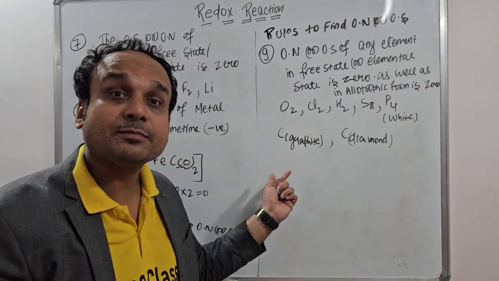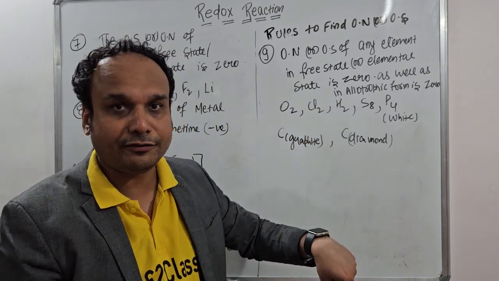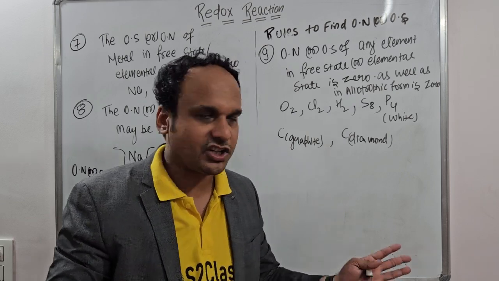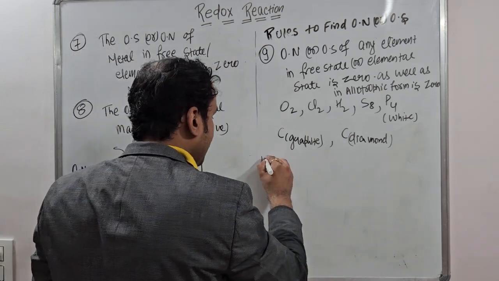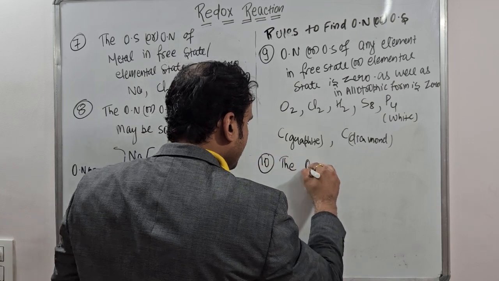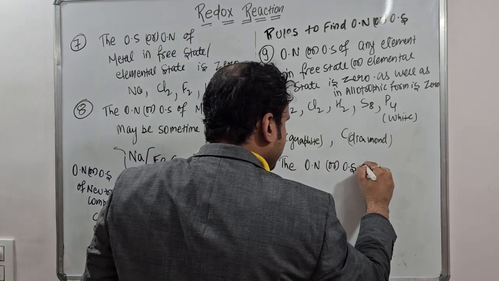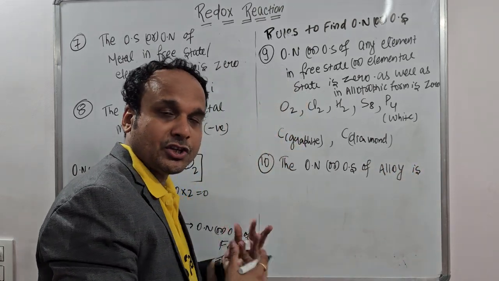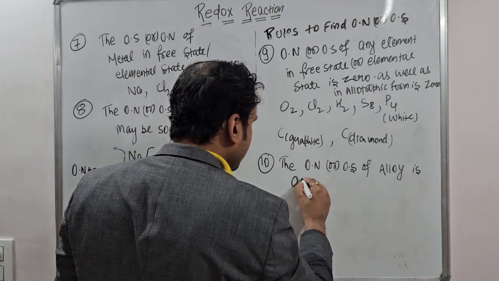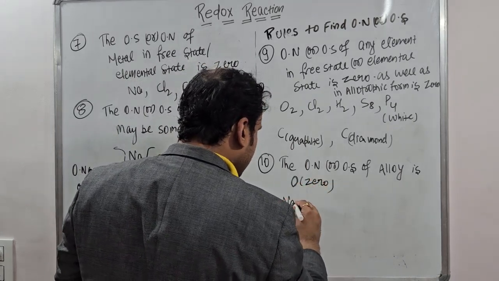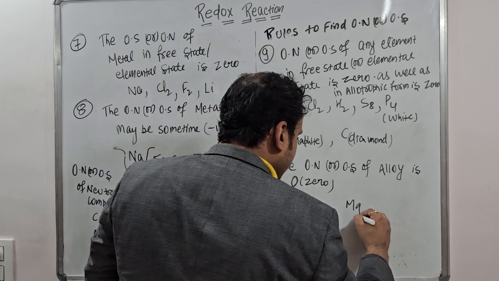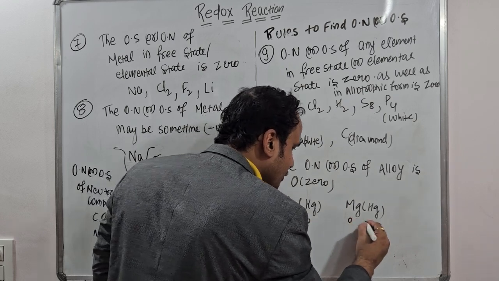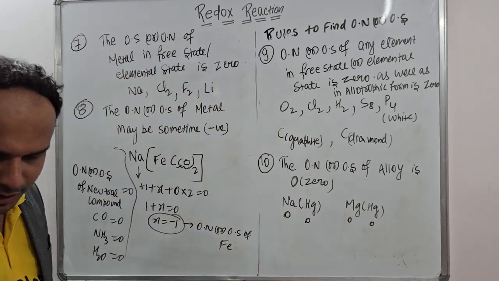Allotropic form means graphite is made up of carbon. It means graphite is an allotrope of carbon. So if anything is found in the allotropic form or in the original elemental state, free state, then its oxidation number is 0. Next point: the oxidation number or oxidation state of an alloy. Do you know what we mean by alloy? An alloy is a mixture of 2 or more metals, and its oxidation state is 0. Suppose I make sodium amalgam, mercury amalgam. Now if anybody asks what is the oxidation state of sodium, 0, amalgam 0, 0, 0. So in alloy form the oxidation number is also 0.